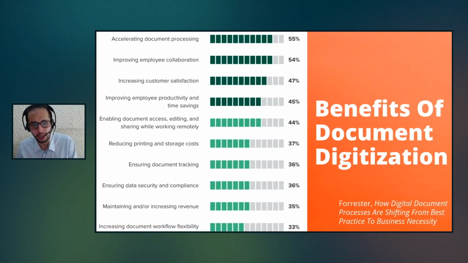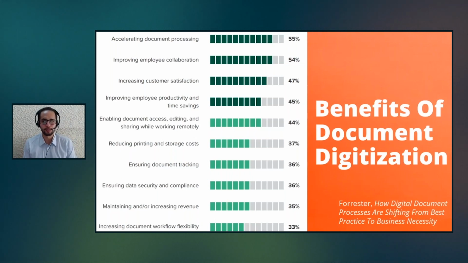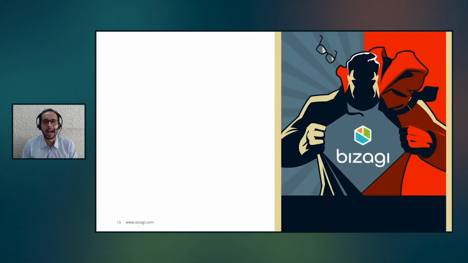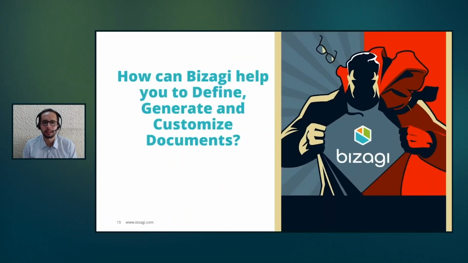You can also improve your document tracking, you have data security and compliance, and you are going to have other benefits that for sure are going to be great for you. So now, what is our part? How can Bizagi get in the middle and help you to define, generate, and customize your documents, and get you on the track of digitizing documents? How can we do it? What can we do for you?